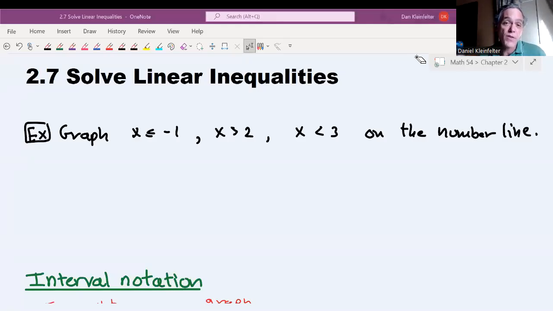Welcome back. In this video, we're going to finish up chapter 2 finally by looking at solving linear inequalities. So to get started, we need to look at just what an inequality is and the relationship between graphs and interval notation, and then actually start working on the inequalities themselves.